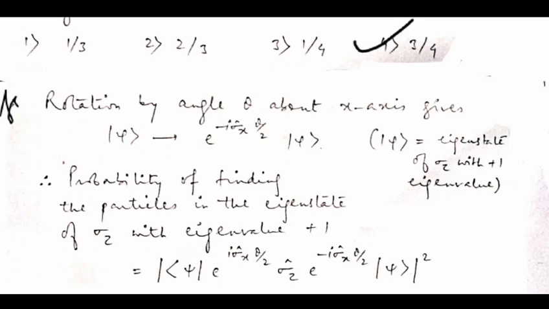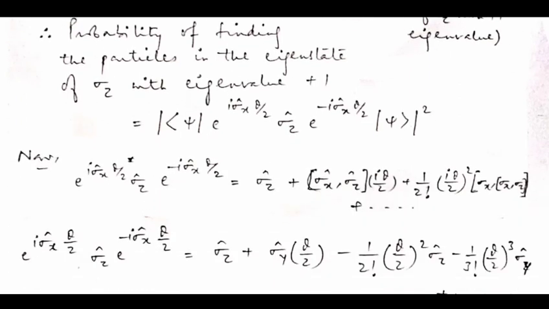So the probability of the particles to be found in the eigenstate of sigma z with eigenvalue +1 will actually be given by the mod squared of psi with psi, both psi in the new state, and there you have to sandwich sigma z in between, because you have to find the eigenstate of sigma z.